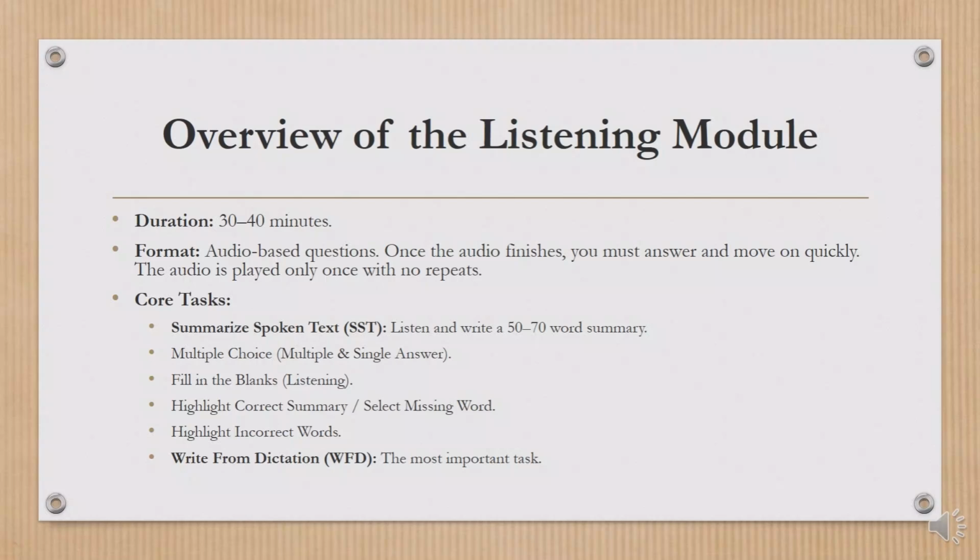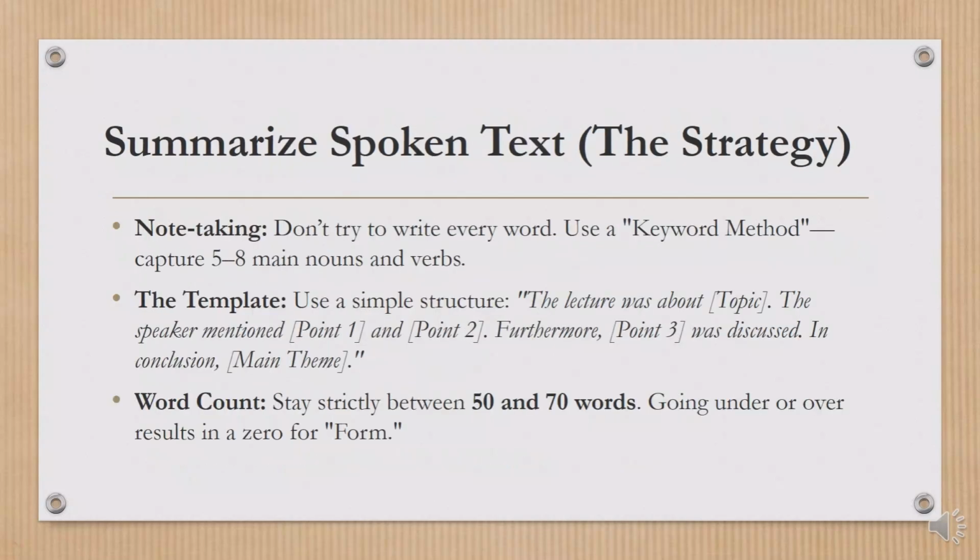So if you have to score well in the listening module, you have to focus on the 4 key areas, that is summarize spoken text, filling the blanks listening, highlight incorrect words, and write from dictation. I'll give you the strategy to solve summarize spoken text. You don't have to write every word that is spoken in the lecture or the audio that is given to you. You have to write a few phrases and pick the keywords that give the gist of the context.